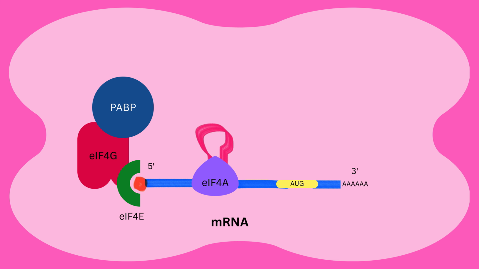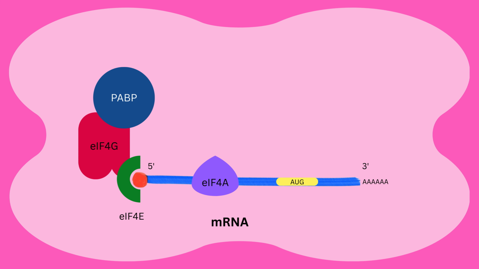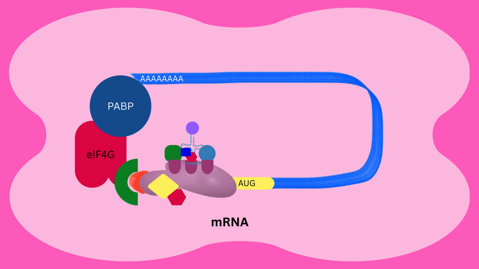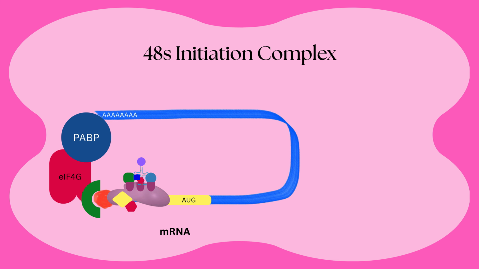The EIF4A gets rid of the secondary structure. With the help of the poly-A binding protein, the mRNA loops itself around the EIF4F complex. Now, the 43S initiation complex can finally attach itself to the 5' end of the mRNA. Now, this complex is called the 48S initiation complex. This contains the 43S complex, the EIF4F complex, and the poly-A tail binding protein.